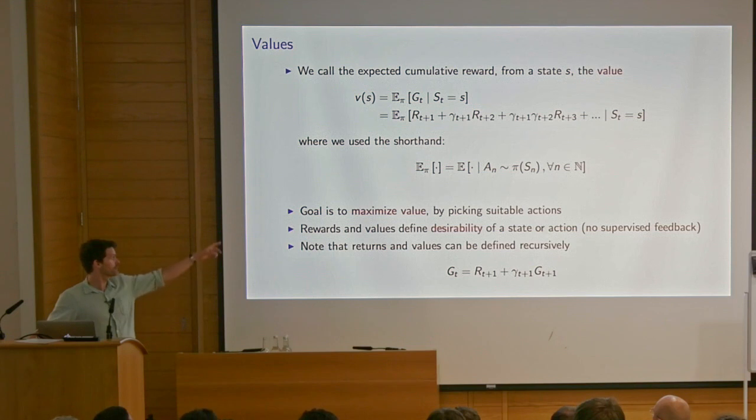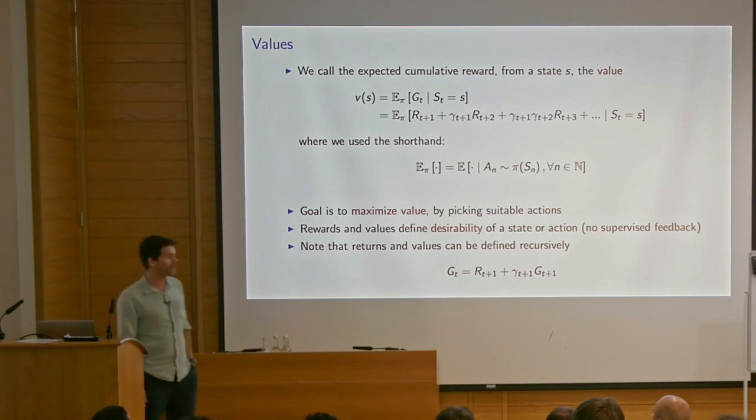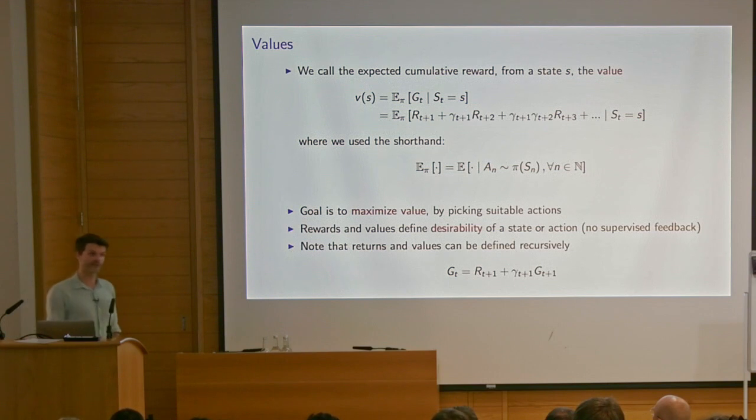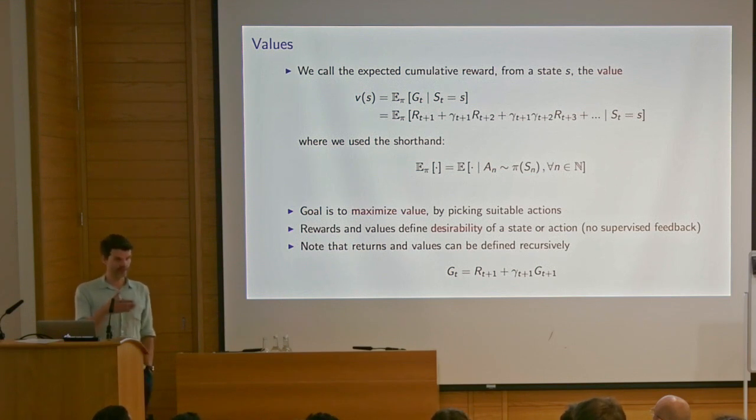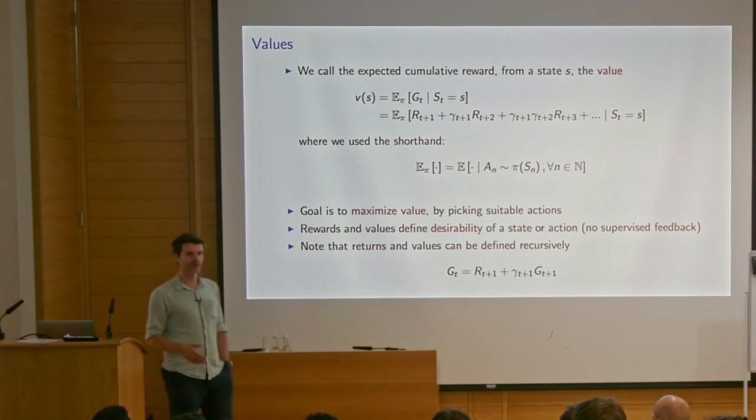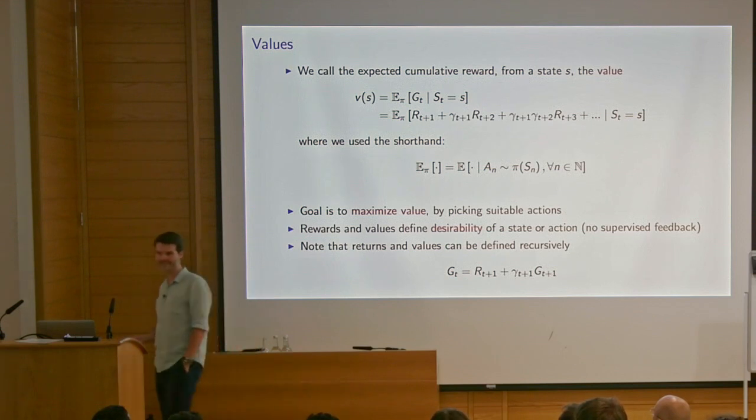We use shorthand that we just subscript the expectation with pi if all the actions are taken according to policy pi, typically your current policy. And this then allows you to reason about what the value is of your current policy in a certain state. And now the goal for the agent basically becomes to maximize value. So we're not interested in maximizing the actual return, because often you can't if it's stochastic. But you can try to maximize the expected return.